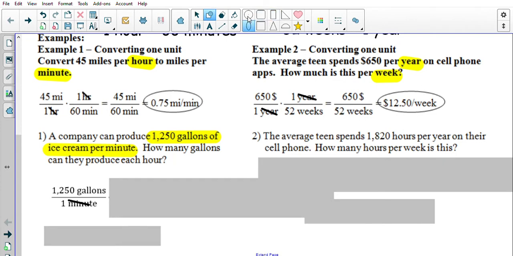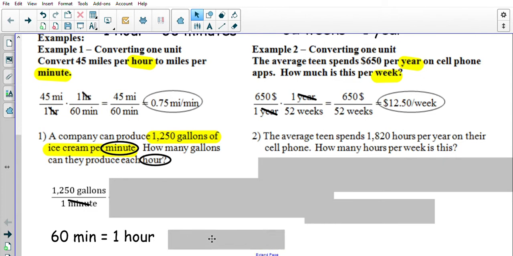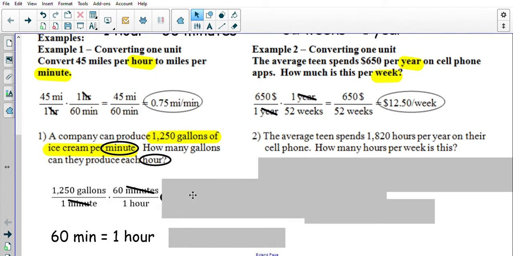Then I know that I need to convert my minutes into hours. So I need a conversion between minutes and hours. Well, I know that there are 60 minutes in 1 hour. Minutes was on the bottom, so I put my 60 minutes on the top of this fraction, my 1 hour on the bottom. Again, this is just this conversion factor.